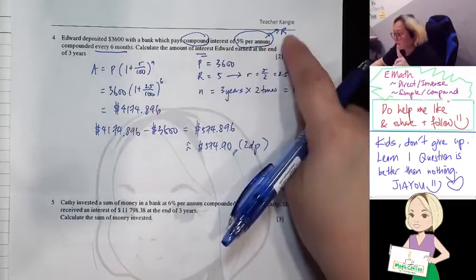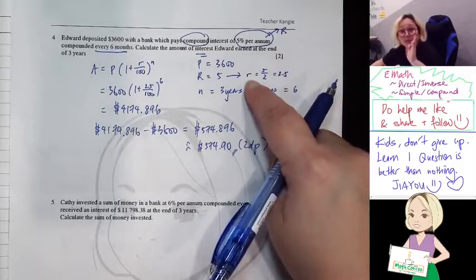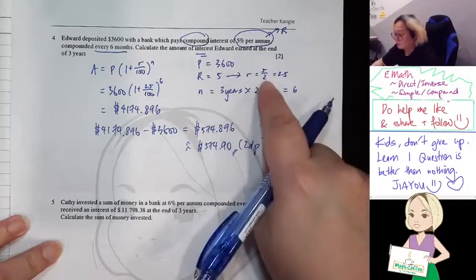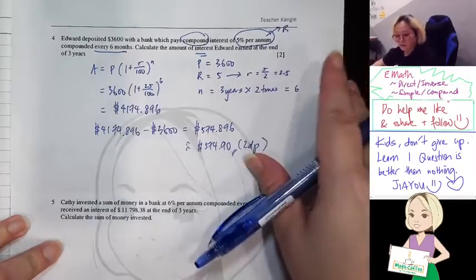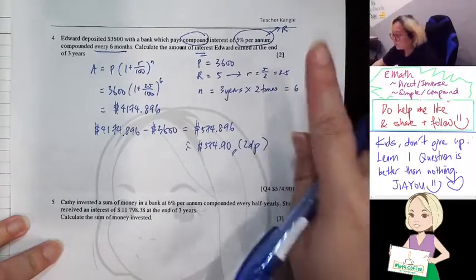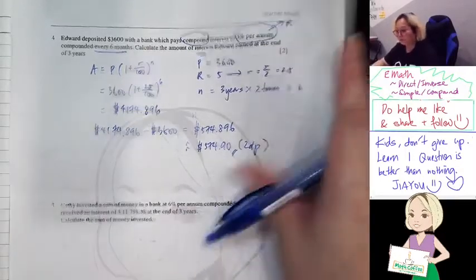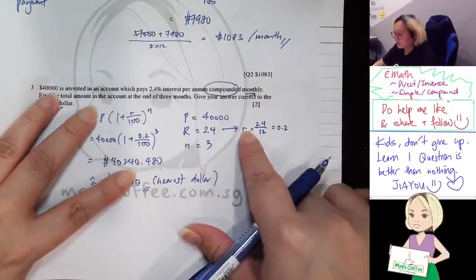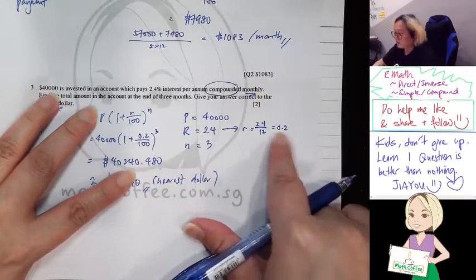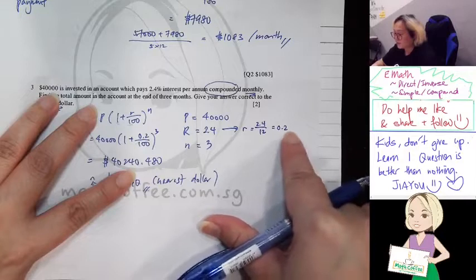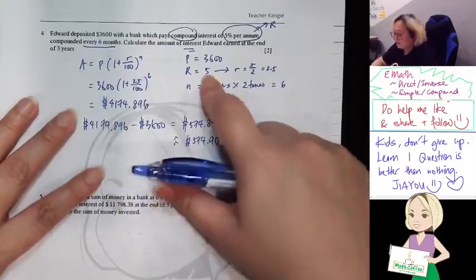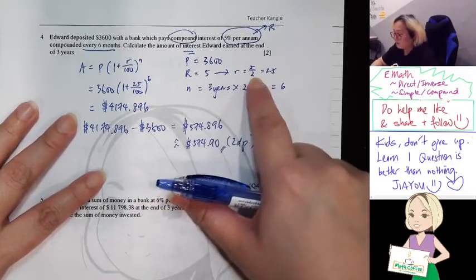So I need to find the rate for every 6 months. So I have to take 5 divided by 2. 2 is because 1 year has 2 times. In the previous question, it was compounded monthly, so I took my R divided by 12. If you notice, this one is compounded monthly, so the small r is the big R divided by 12. So I know that monthly, the rate is 0.2 per month. 2.4 is per year, so 0.2 is per month. This one is every 6 months. So 5 is per year, and every 6 months will be 5 divided by 2. So it's 2.5.